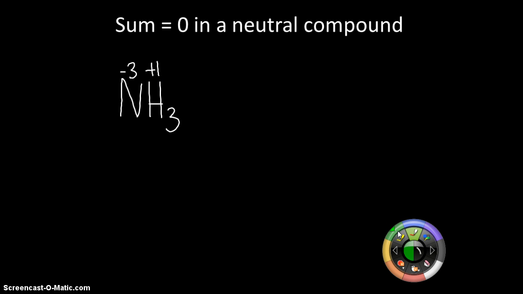Well, we have 1 nitrogen, so -3 times 1 is -3, plus 1 times 3 is 3. So -3 plus 3 does in fact equal 0. So that works out mathematically.